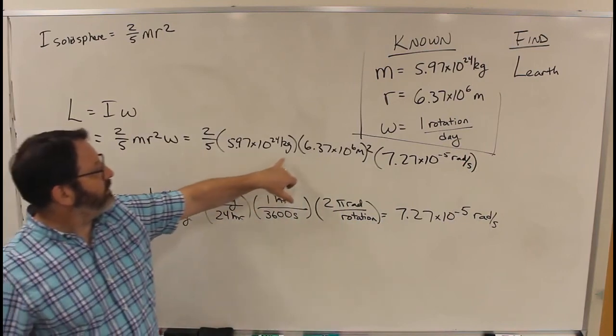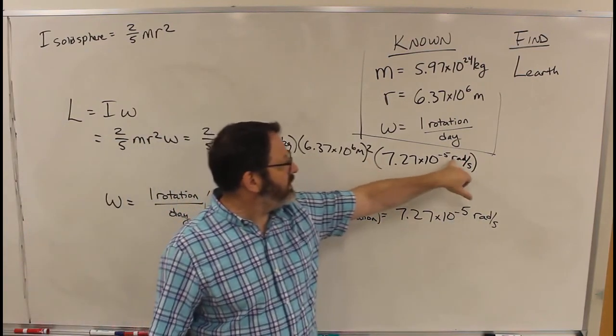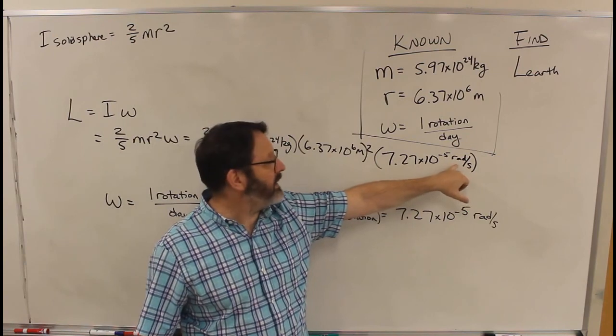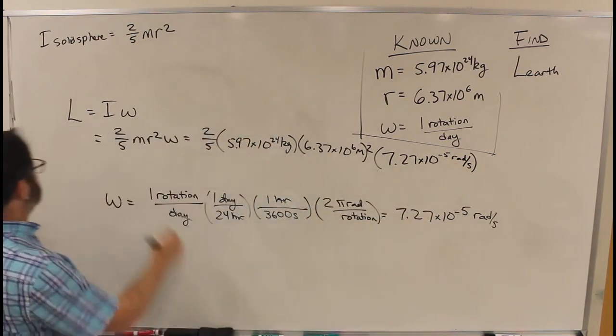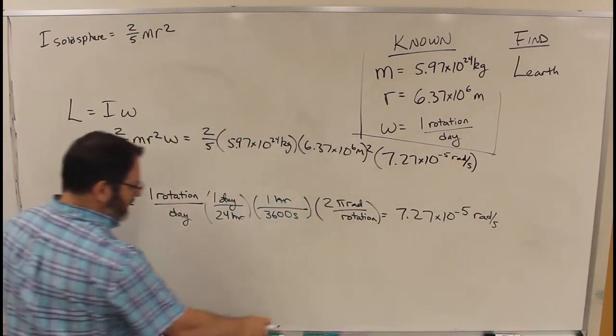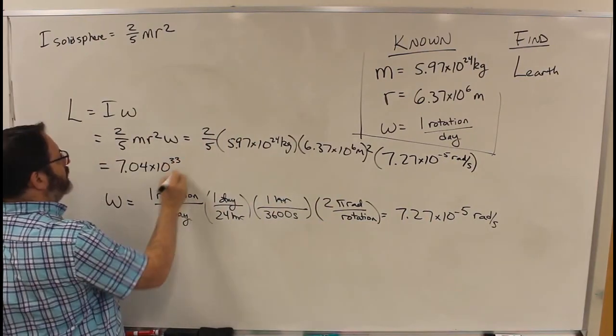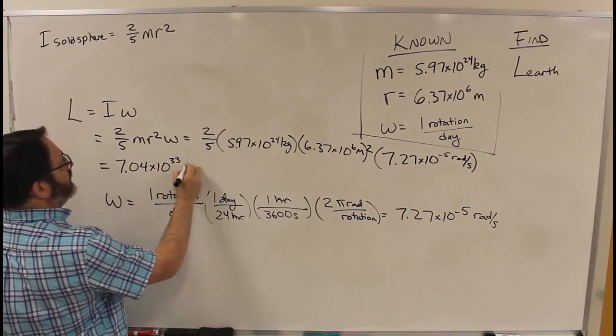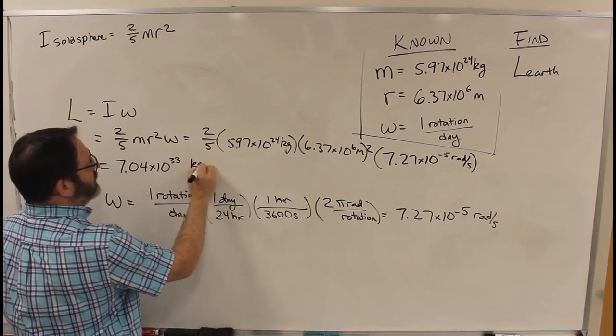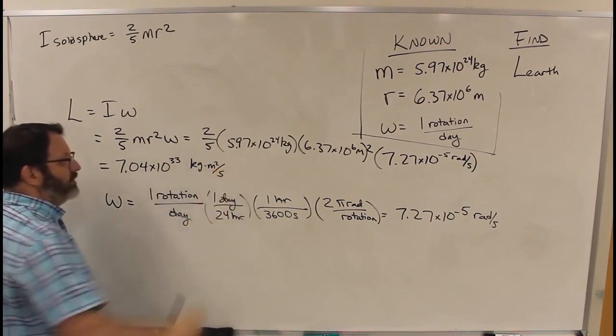All right, I'm going to end up with kilogram meters squared per second. The radian goes away. That's the right unit. So now I just have to calculate. 7.04 times 10 to the 33rd kilogram meters squared per second.